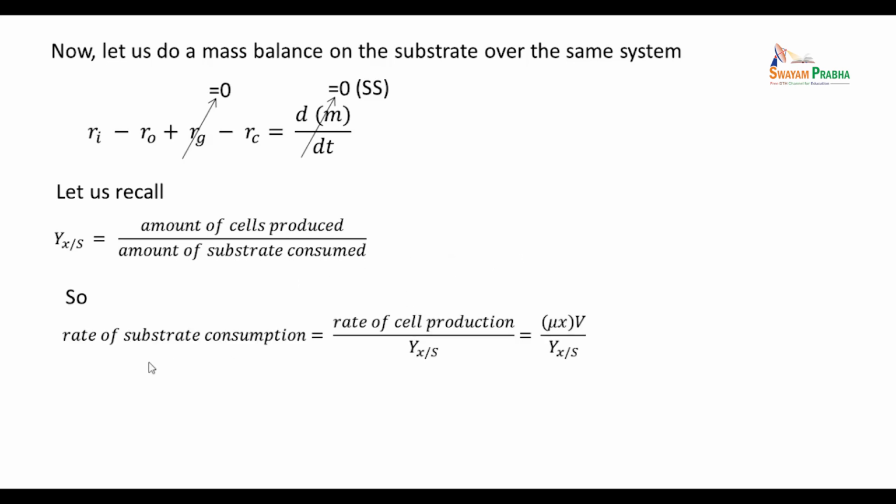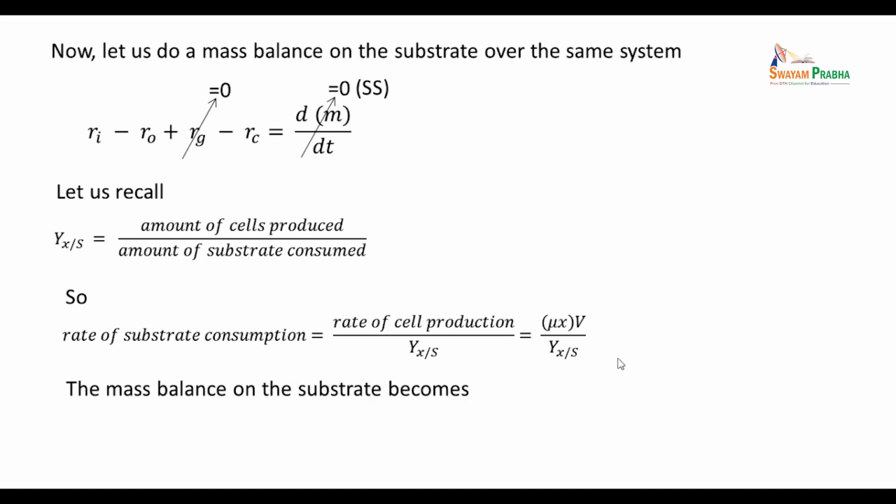Let us see how we can do that. The rate of substrate consumption is nothing but the rate of cell production divided by Yx/s. You know what Yx/s is? Amount of cells produced by amount of substrate consumed. We are looking at rate of substrate consumed, so let us say we divide by time above and below, we get rate of cells produced by rate of substrate consumed. Take it to the other side, the rate of substrate consumed is rate of cells produced divided by Yx/s. That is what is given here. Now what is rate of cell production? It is mu x into V, right? The mass production of cells. This is the volumetric production rate times V, divided by Yx/s.